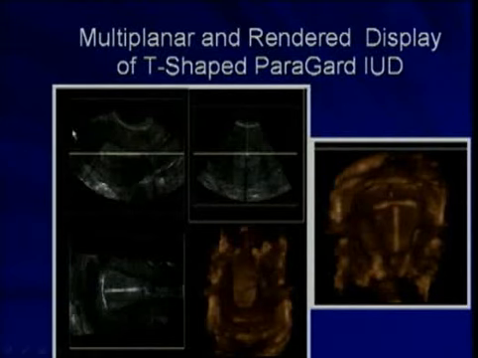Now, here are some 3D images of a normally placed T-shaped Paragard IUD. Here are the horizontal stems and the vertical stems. Here in the coronal plane, again, this IUD is in optimal position.